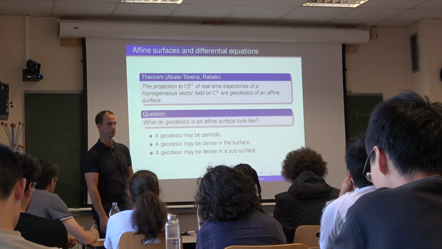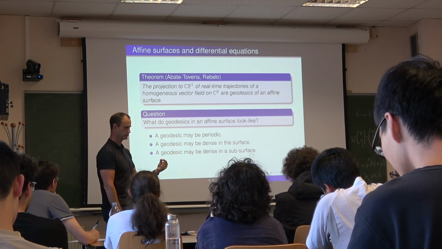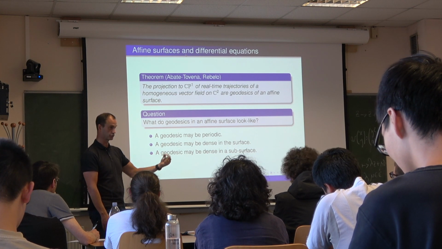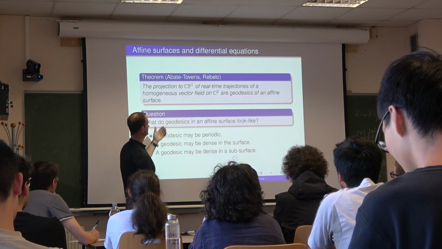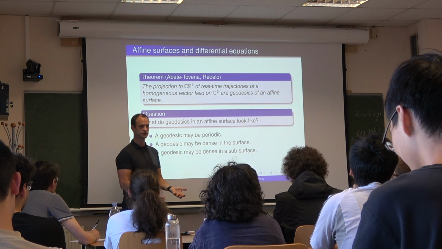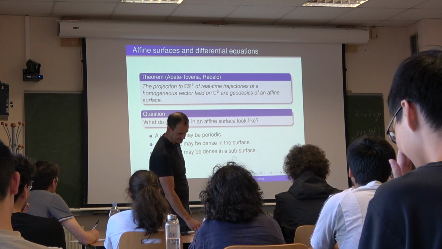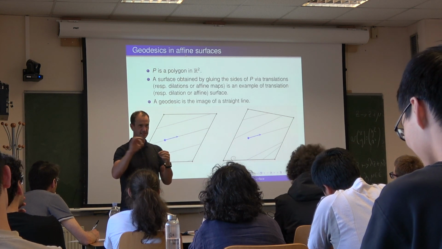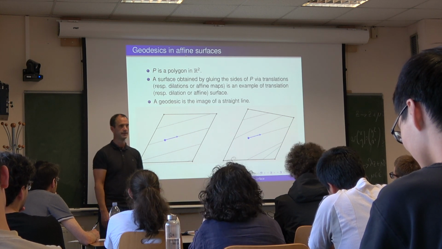So this is a complex number. And you look at the shape as you go along the trajectory of the vector field, the shape of this slope. It draws curves in the complex plane. And this will correspond exactly to the geodesics of some affine surface. So you could just analyze it by saying I take a polygon, I glue the sides, and I try to understand the behavior of the geodesic.